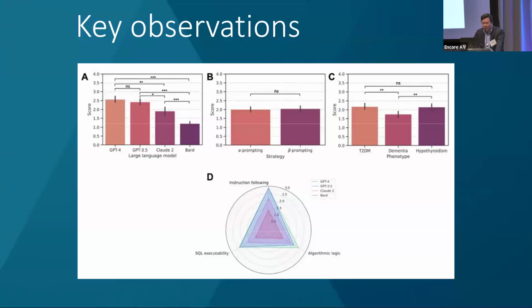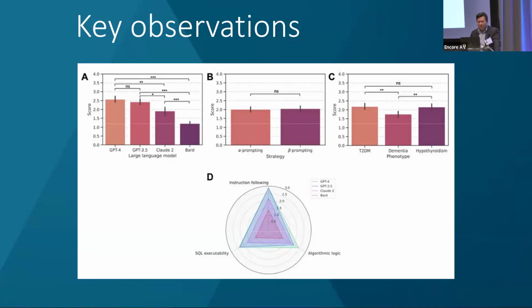Panel D shows we have a manual review. We have a domain expert manually review the algorithm. We give different scores based on whether the large language model follows the instruction to give you the SQL algorithm. Another area we evaluate is whether the SQL is really executable, and what you think about the logic of the algorithm. And you can see, very consistently, GPT is better than Claude 2 and Bard.